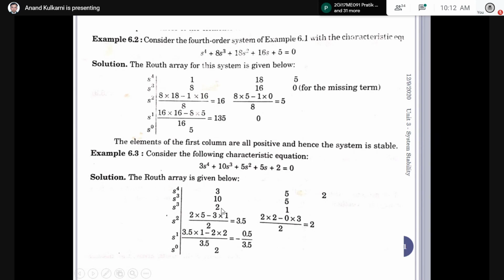Now you have to multiply 2 into 5, 10, minus 3 into 1, divided by 2. That is 10 minus 3 divided by 2, that is 3.5. Then 2 into 2, 4, minus 0 divided by 2, that is 2. So the next row, if you calculate, 3.5 into 1 is 3.5 minus 2 into 2, 4. That is 3.5 minus 4, that is minus 0.5. Minus 0.5 divided by 3.5 is negative.